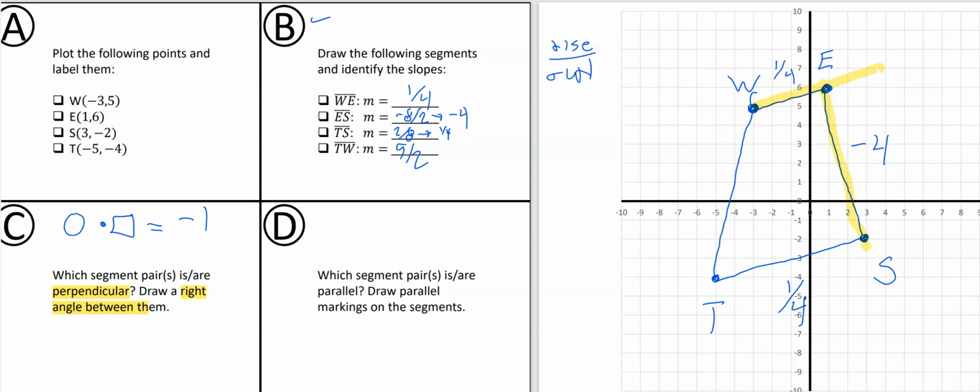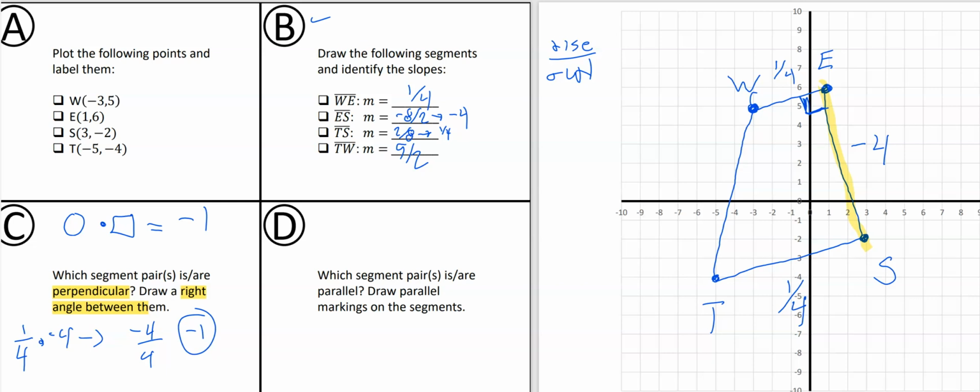Well, to check it to make sure, I should multiply their two slopes. 1/4 times -4. Well, that gives me -4 over 4, which is -1. So yes, they are perpendicular. We're going to mark them with a right angle.